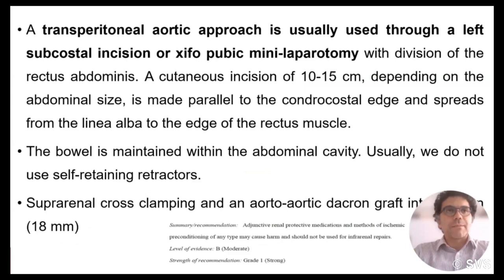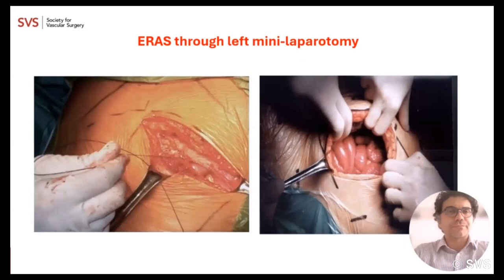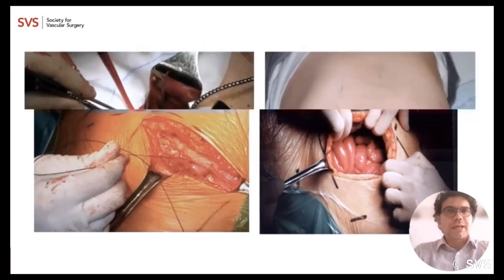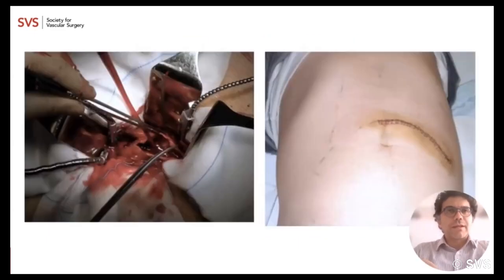We usually maintain the bowel inside the abdominal cavity, and as in this case, we perform a suprarenal cross clamping and, for the most part, an orthotopic aortic Dacron graft interposition. These are images of our patient with the incision and the abdomen, the bowel inside the abdomen. And you can see we use a soft clamp for the aorta to maintain the clamp outside the surgical field.